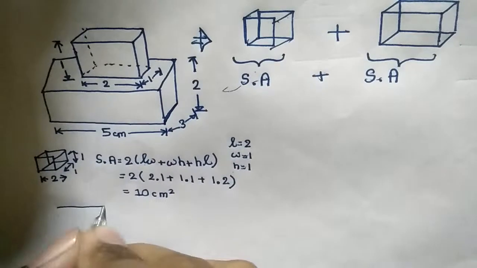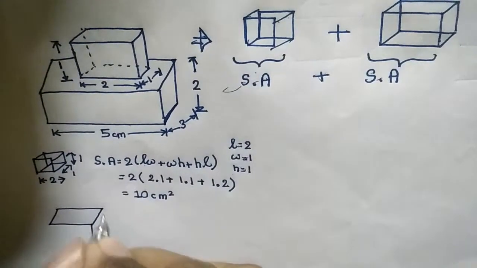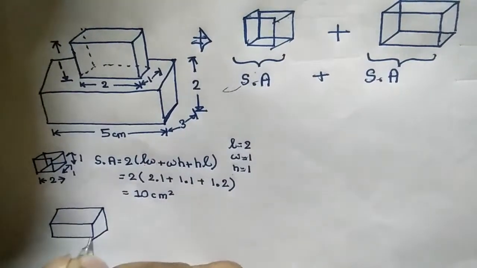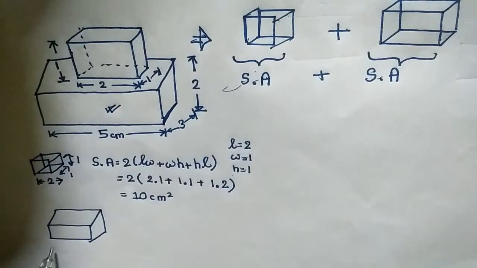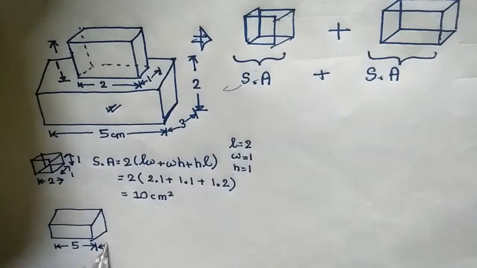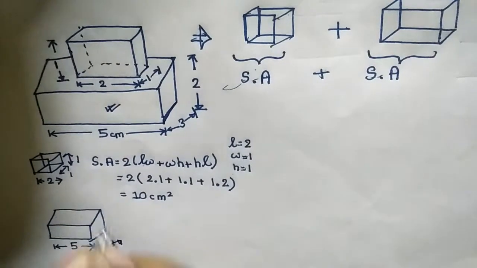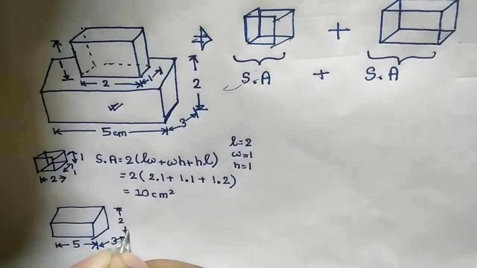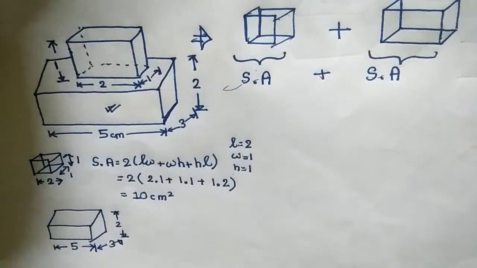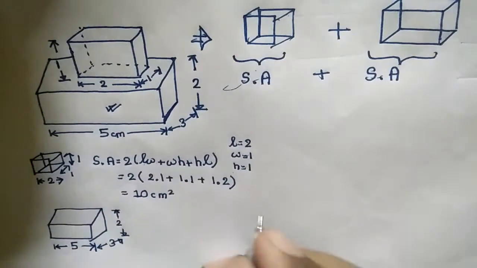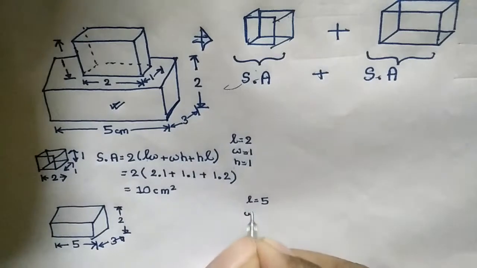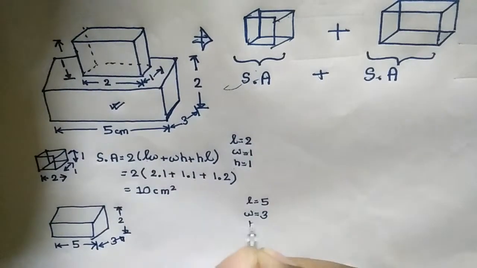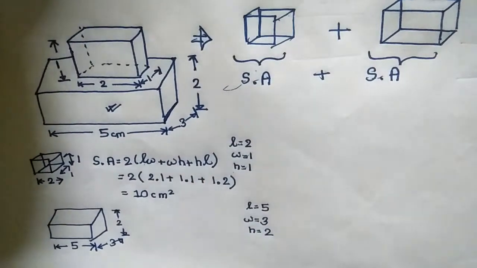In order to do that, let us draw the box again. This time the larger box, as you can see in this diagram, we are dealing with this box over here. So the dimensions are 5, 3 and the height of the box is 2. Our first job is to identify the length, width and height. In this case the length is 5 cm, the width is 3 cm and the height is 2 cm.